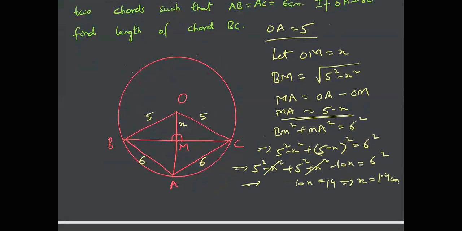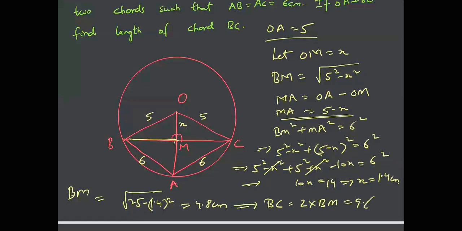If you got OM, then you can find BM. BM is nothing but square root of 25 minus 1.4 whole square. So BM you will get as 4.8 centimeters. So this implies the chord length BC will be twice of BM, which is 9.6 centimeters.